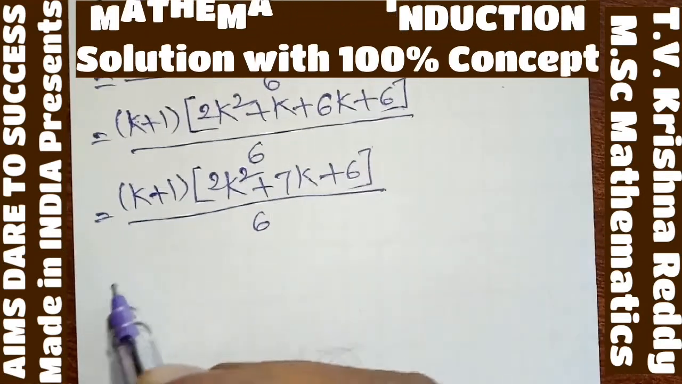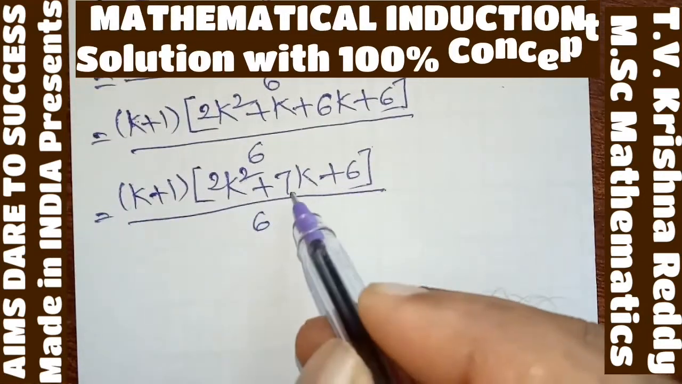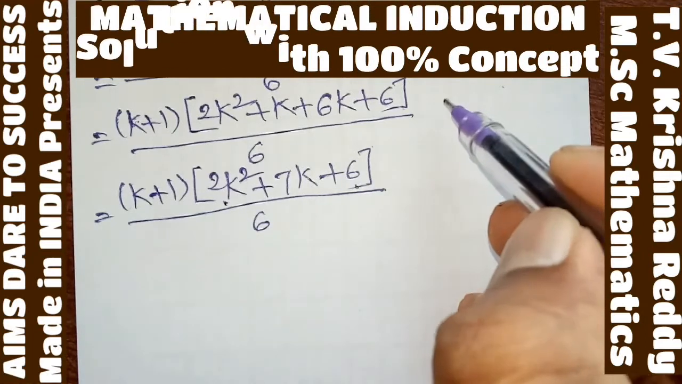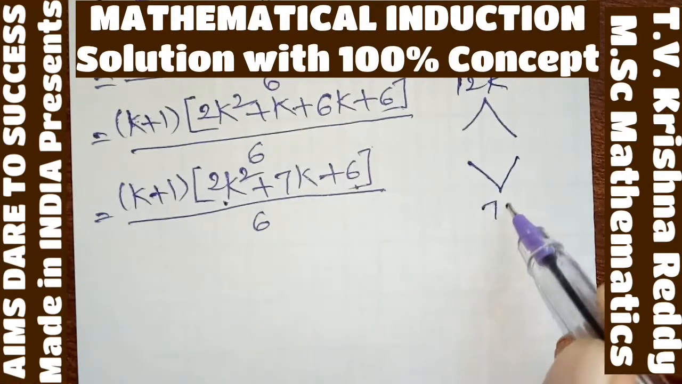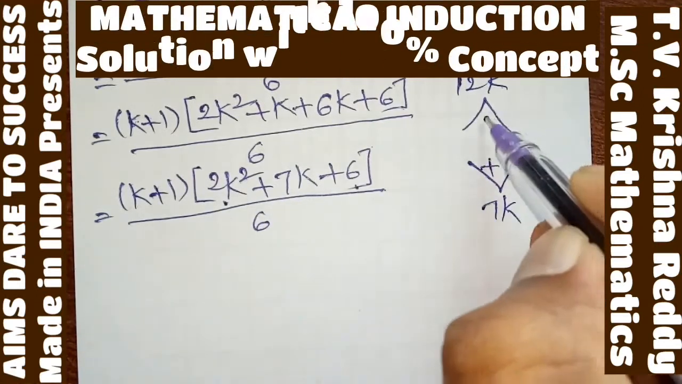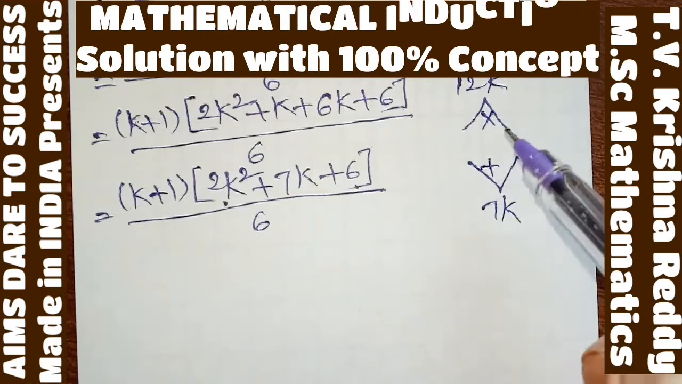Next this is a quadratic equation in terms of k. 2k square plus 7k plus 6. First number and last number you can multiply. 2 6s are 12k square, write like this. And the middle value is 7k. If you add, you should get 7k. If you multiply, you should get 12k square. That type of two values you can assume.